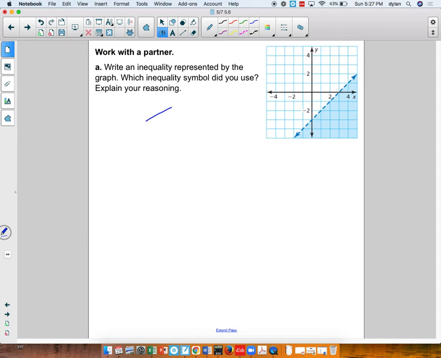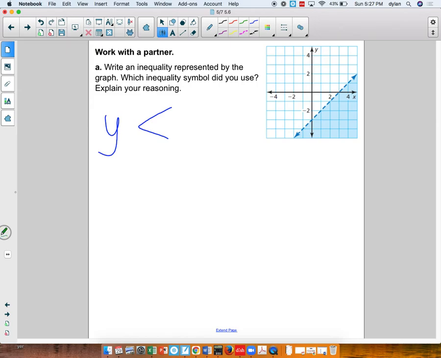So I know for sure that I'm going to be using a less than sign. And I also see that it's a dashed line. So I would use less than rather than less than or equal to. On the right side, all we have to do to write our inequality is check our y-intercept and our slope.